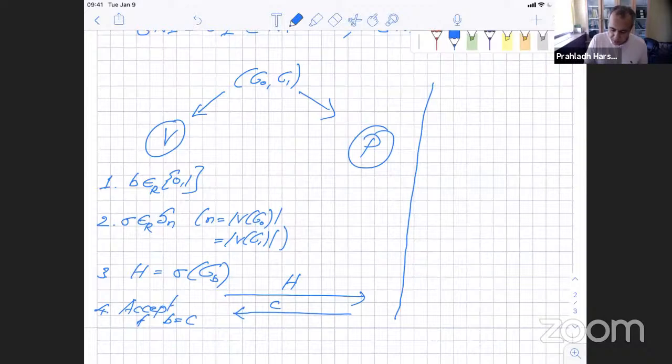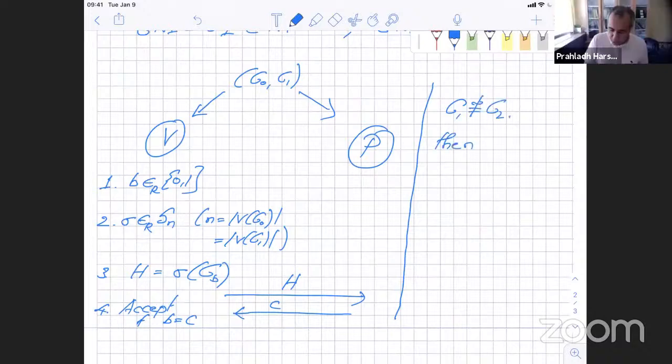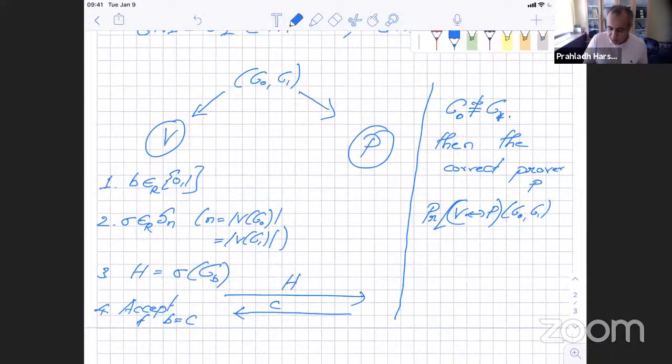If G1 is non-isomorphic to G2, then the correct prover P, when this verifier has a conversation with this correct prover on this G0 and G1, will cause the verifier to accept with probability 1. It will always accept.